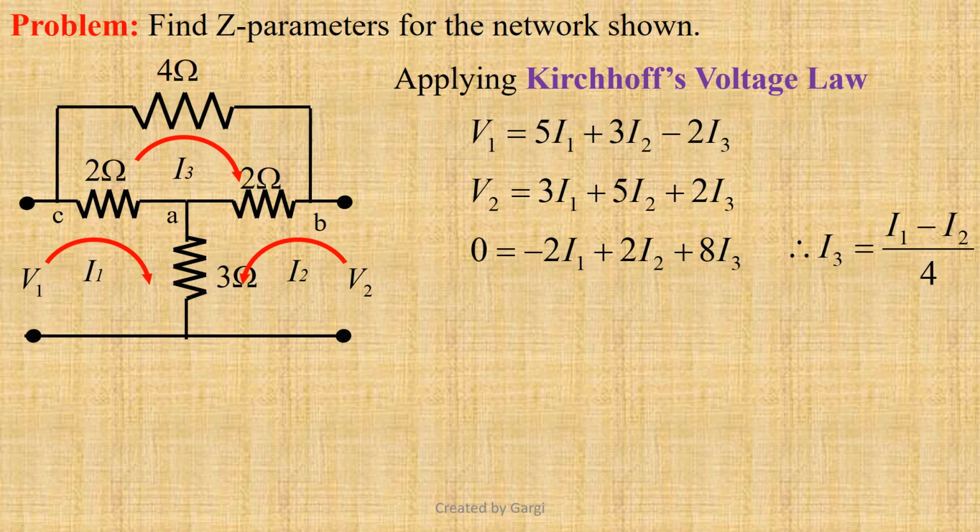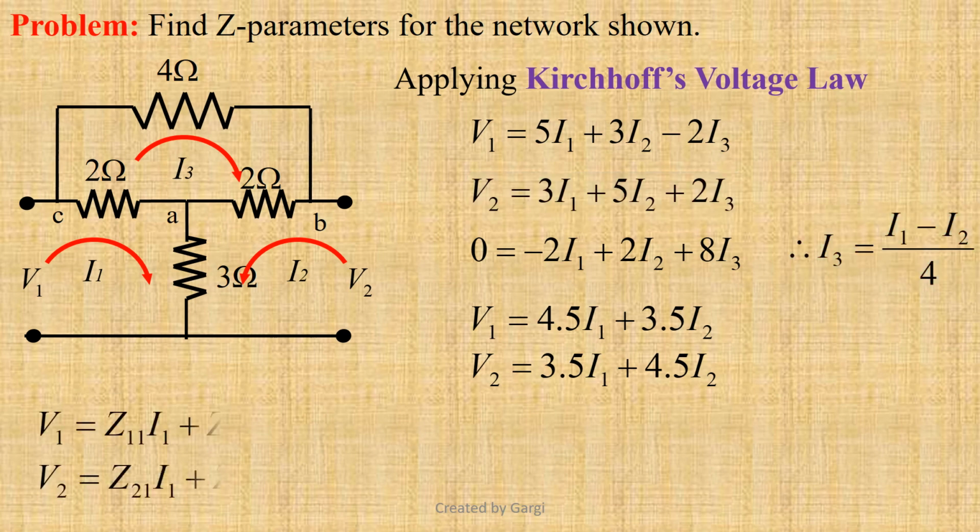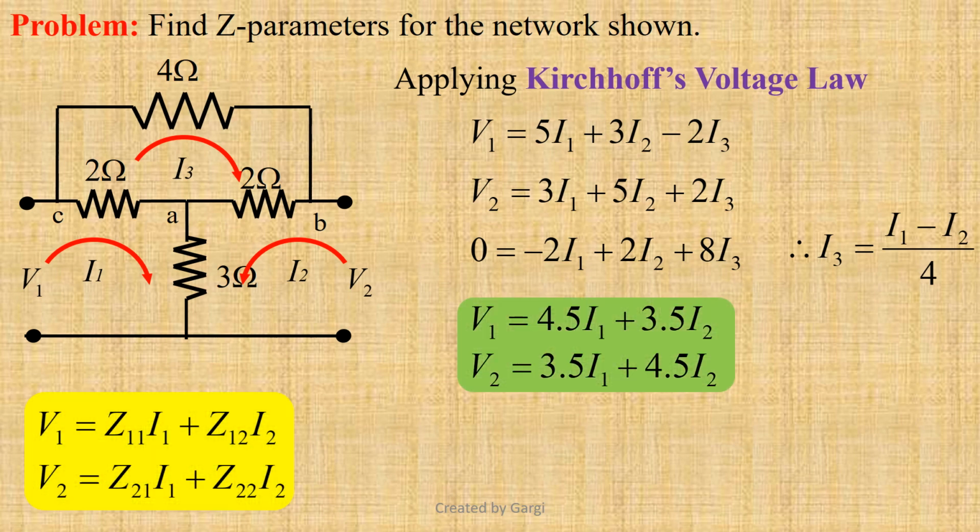By using this expression of I3 in equation 1, we get V1 equals 4.5 I1 plus 3.5 I2, and from equation 2 we get V2 equals 3.5 I1 plus 4.5 I2. The linear equations used to describe a two-port network using Z parameters are V1 equals Z11 I1 plus Z12 I2 and V2 equals Z21 I1 plus Z22 I2. Comparing these two sets of equations, we get Z11 equals 4.5 ohm, Z12 equals Z21 equals 3.5 ohm and Z22 equals 4.5 ohm.